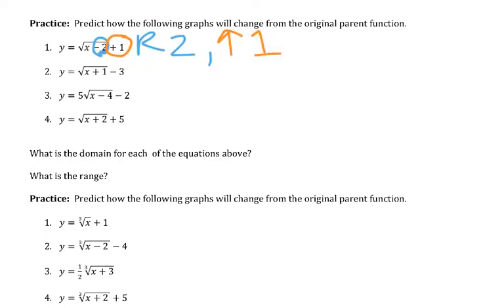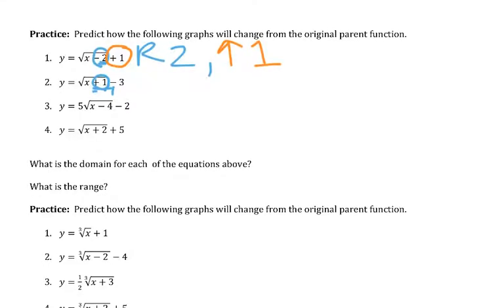In the next equation, we have plus 1. That means it's really minus negative 1. If h is negative 1, we're moving left 1. Remember, when you're inside the square root, you move opposite of what you would expect. We might expect that a plus 1 would move us to the right 1. It doesn't. It moves us left 1. Then we have the minus 3 on the outside. Because it's negative, I'm moving down 3.